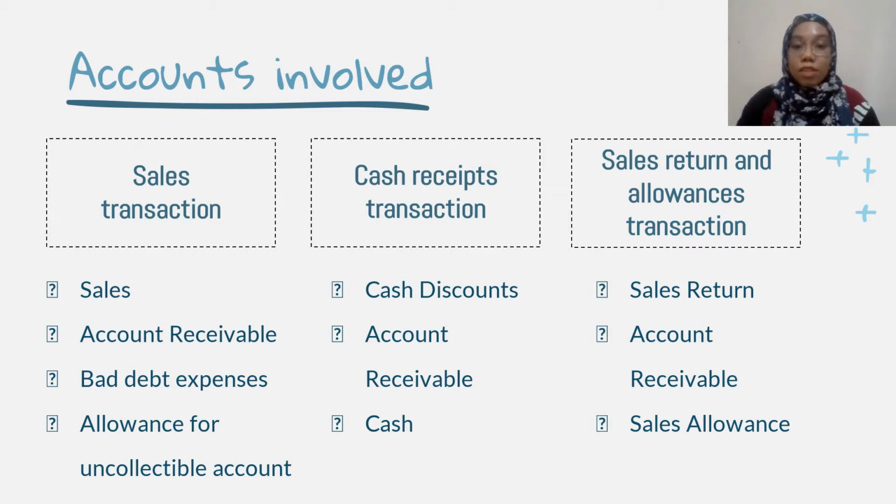And moving on to the second one, which is cash receipts transaction, we'll have cash discounts, account receivable, and cash. And lastly, sales return and allowances transaction, we're going to have sales return, account receivable, and lastly, sales allowance. As you can notice here in the slide, all 3 elements have account receivable because the main account for revenue cycle is account receivable.